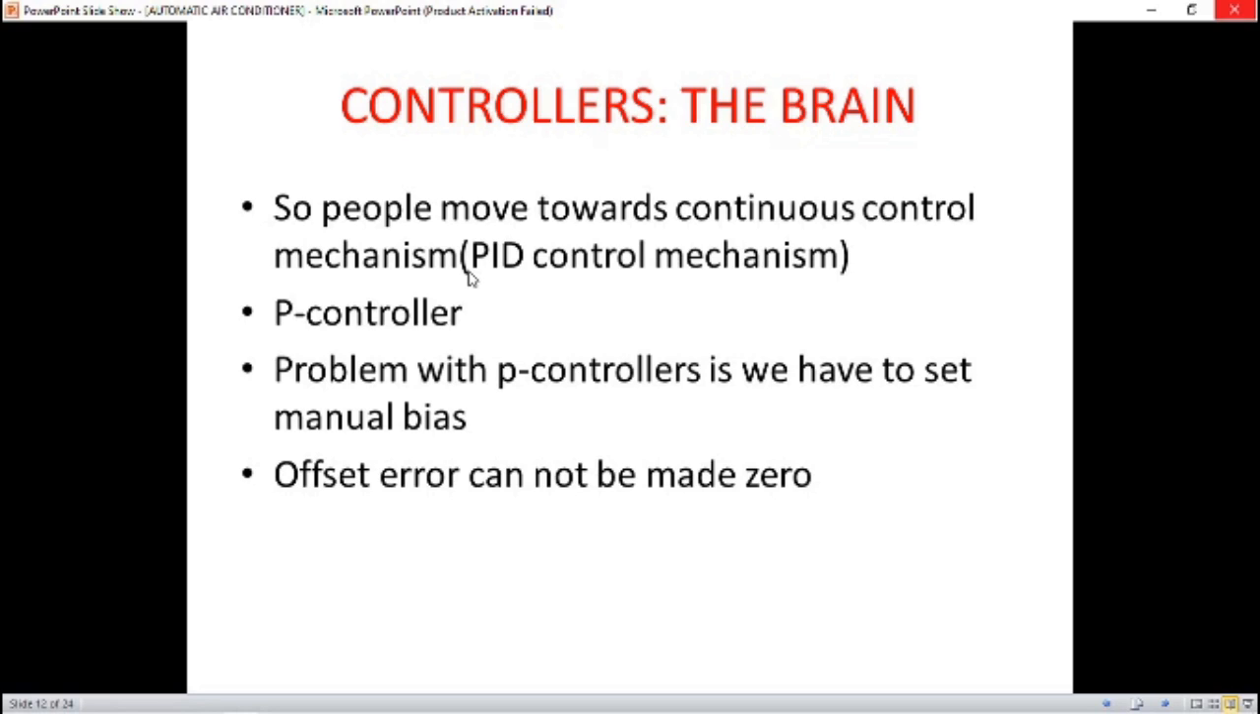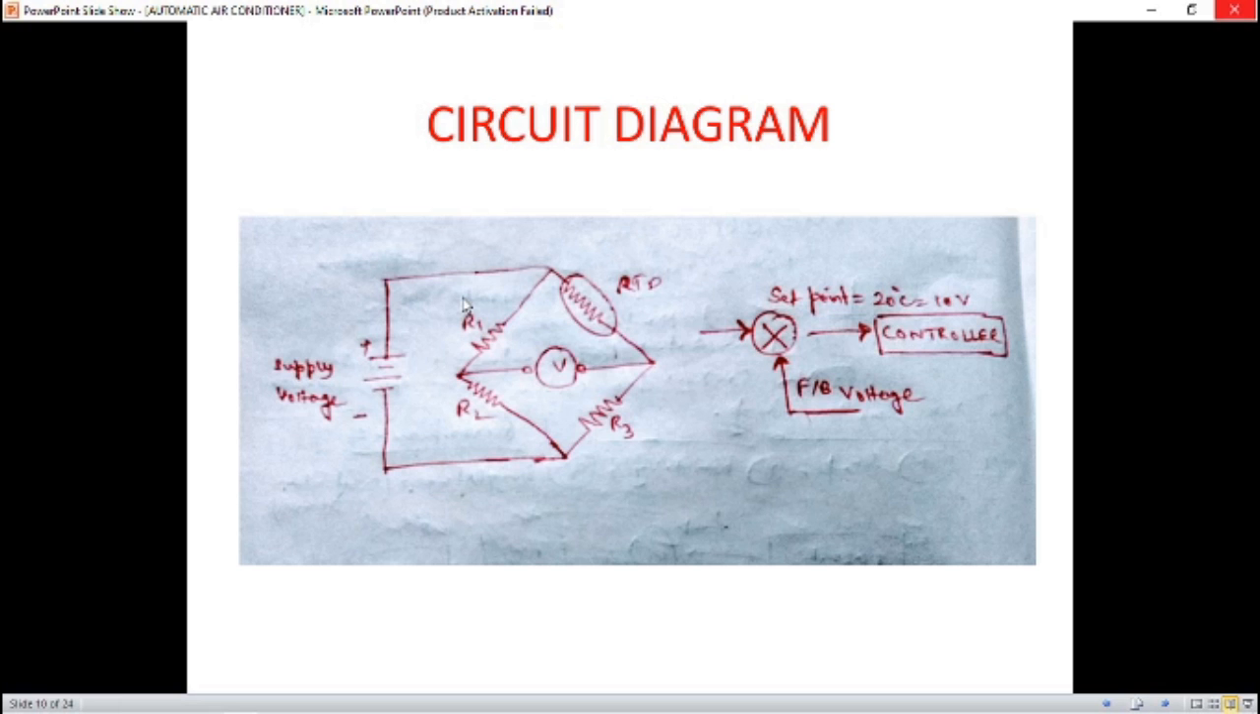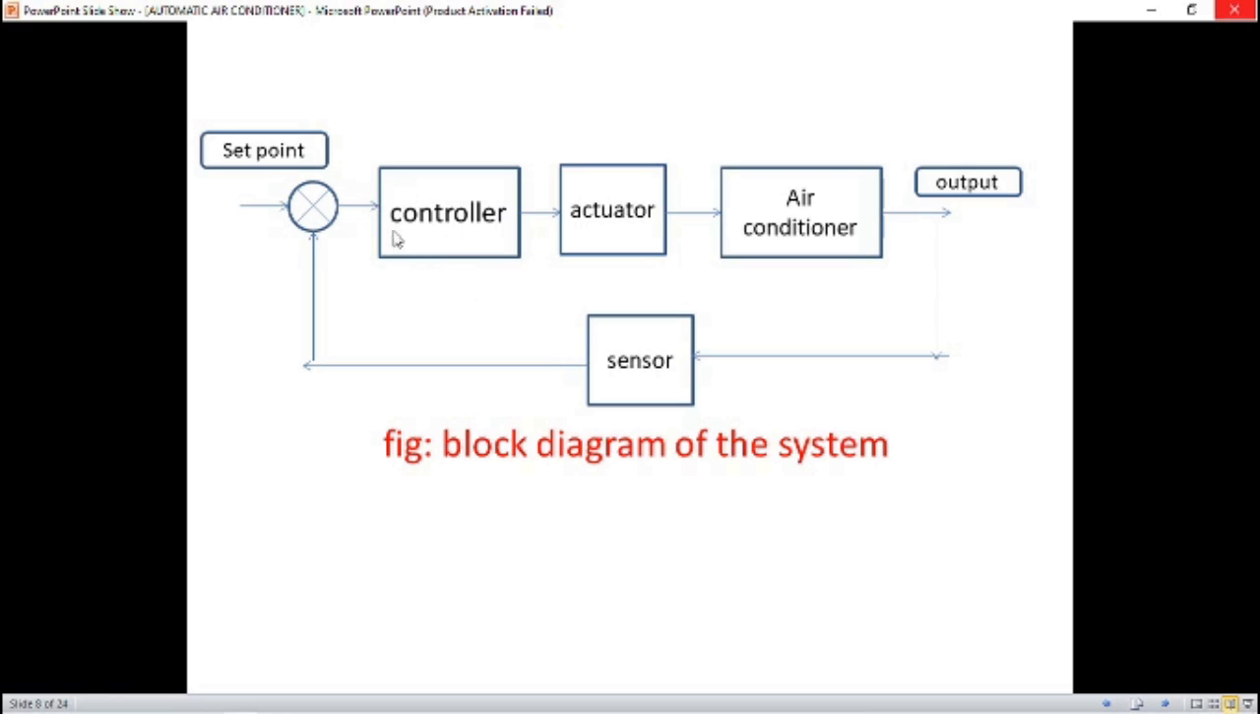Now what happens inside the P controller is, we can use a P controller here, but the problem with the P controller is that we need to set a manual bias here, and we cannot make the offset error 0. So that is the problem with the P controller. As we can see from the diagram here, if the error signal is 0, correspondingly the output will be 0 and the system will turn off. In other words, if we are using a P controller here, then we cannot get the error to 0, and we will always get an error.